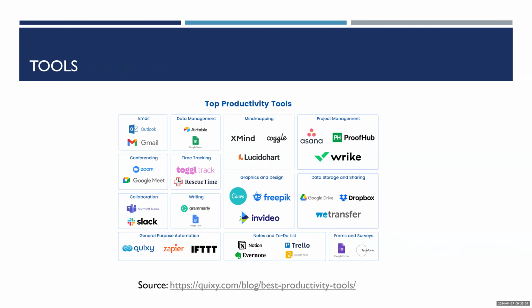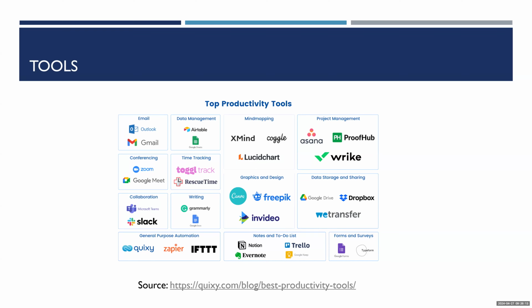This link here below is actually a way of looking at all of these different productivity tools that are commonly used in industry today. And so you can see for email, Outlook and Gmail are kind of top hits. Data management, we see Google Sheets being mentioned. Conferencing, we see Zoom and Google Meet. Collaboration, you see Teams and Slack. Writing, you see Grammarly and Google Docs. Graphics and design, we've got Canva, Freepik, and Envato, like I mentioned. If you haven't ever used to-do list software, Evernote and Trello are both excellent for that. Notion and Google Keep are also similar.